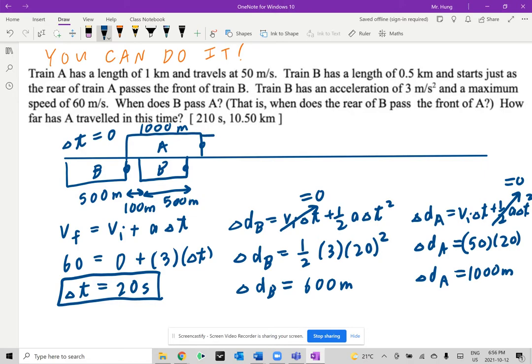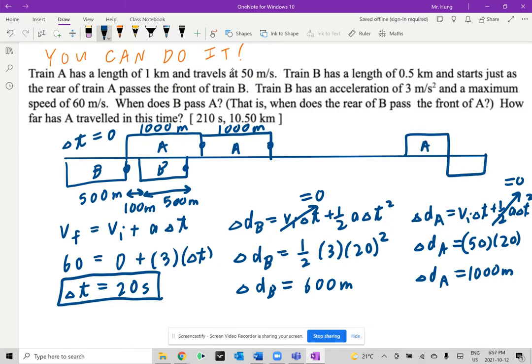So train A has traveled another 1,000 meters. Notice the scale on this diagram, right? It's just another 1,000 meters forward. Now here's the gap, and here's the most important part. Again, the diagram is not drawn to scale, but let's say they meet somewhere here.